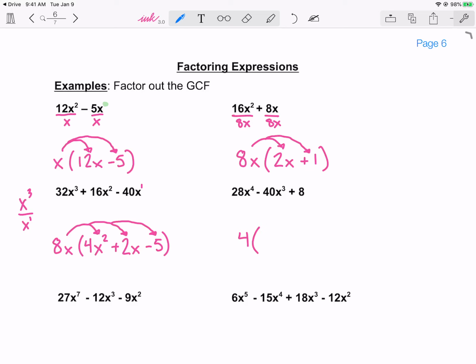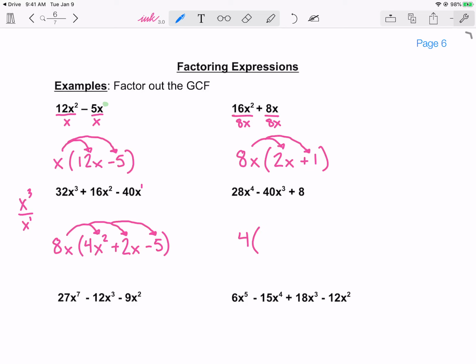A quick check. 4 times 7 is in fact 28, 4 times negative 10 is negative 40, and 4 times 2 is 8, and then obviously those x's tagged along for the first two terms. On the next one, all of these numbers are divisible by 3, all the coefficients, and 2 is the smallest exponent, so I can factor out x squared.